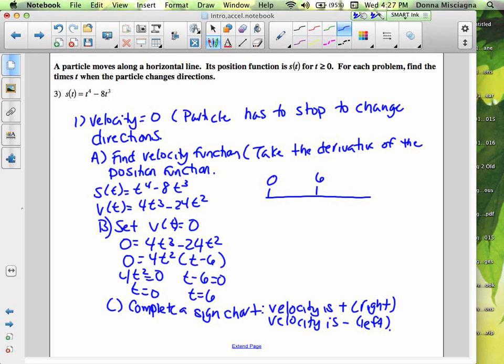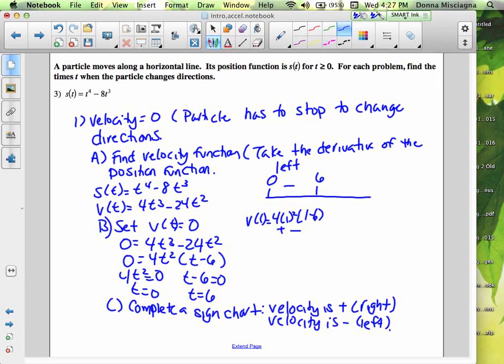So for instance, 1. Right, so if we find v of 1, that would be 4 times 1 squared times 1 minus 6. Well, 1 minus 6 is going to be a negative. 4 times 1 squared is positive. 1 minus 6 is a negative, so it's going to be negative. Okay. So from 0 to 6 seconds, our particle was moving to the left.